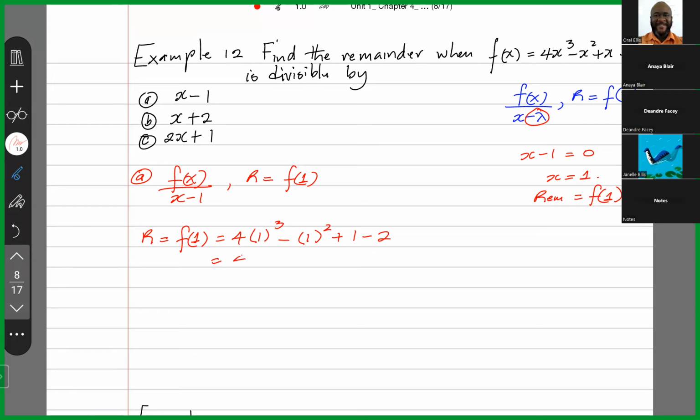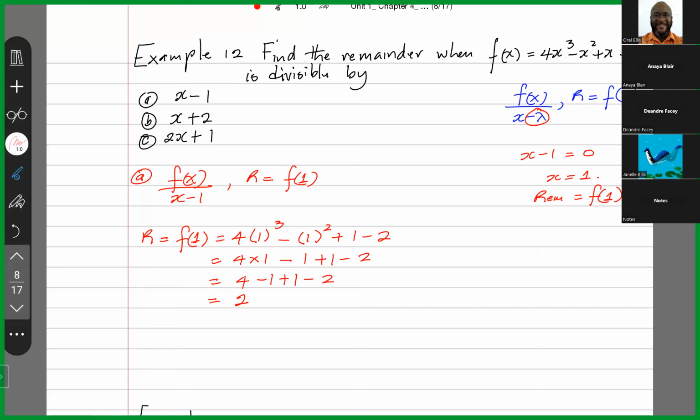All right, so let's find the remainder. This is going to be 4 times 1, because 1 cubed is 1, minus 1 squared, which is 1, plus 1 minus 2. This is 4 minus 1 plus 1 minus 2. 4 minus 1 is 3. 3 plus 1 is 4. And 4 minus 2 is 2. So according to the remainder theorem, if I divide f of x by x minus 1, the remainder is f of 1, which is equal to 2.